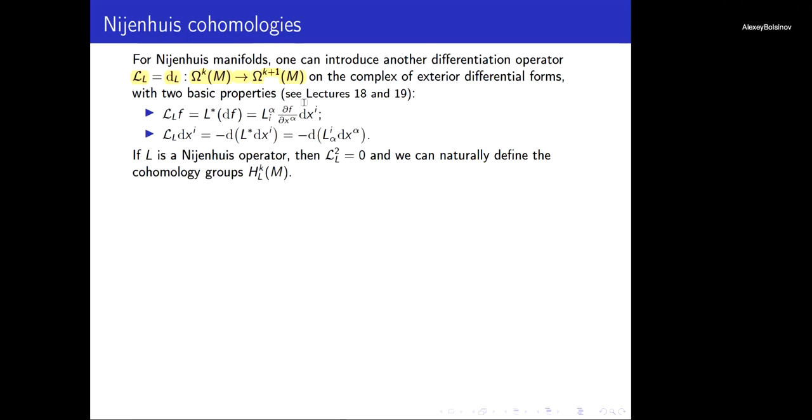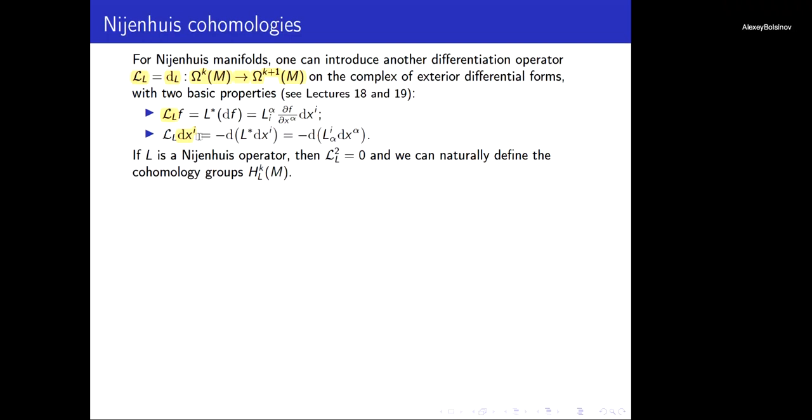That was done in lectures 18 and 19. Basically, this operator is defined. You need basically to define it for functions, so it's easy. You just differentiate this function and apply the dual of my operator L. And also you need to define this operator on simple one-forms of this kind. So this definition is very natural.